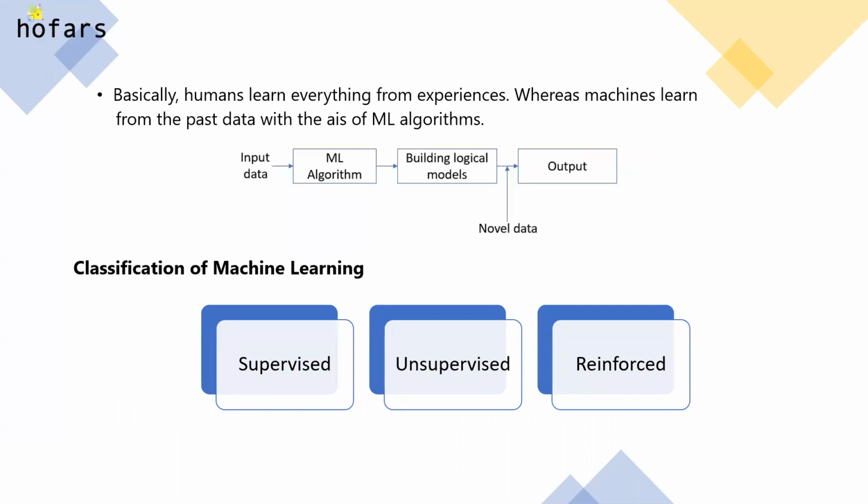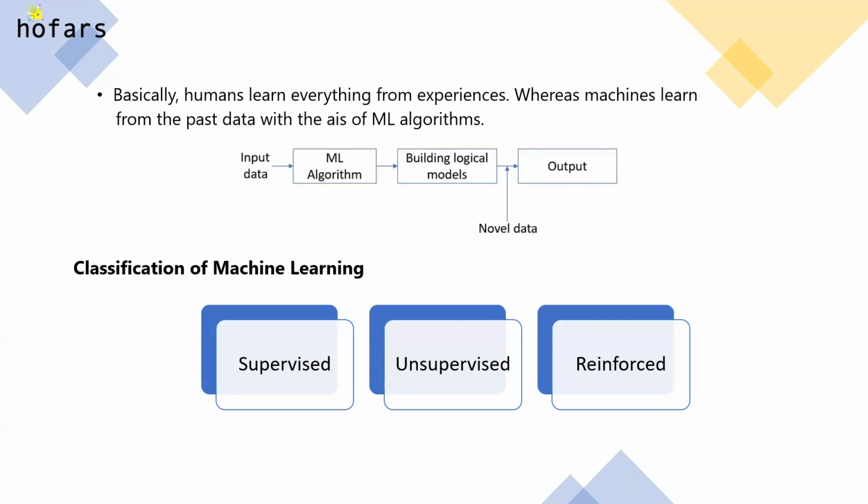Going deeper, basically this is the example I mentioned earlier, like humans learn everything from experiences, whereas machines learn from past data, which aids these machine learning algorithms. Down this line, I have given a diagram and it elucidates everything. We give input data and it goes through this machine learning algorithm and it builds logical models on itself, computing everything that you provide as an input. And when you input novel or new data after training and testing, it will predict and give some output. And this is how it works.